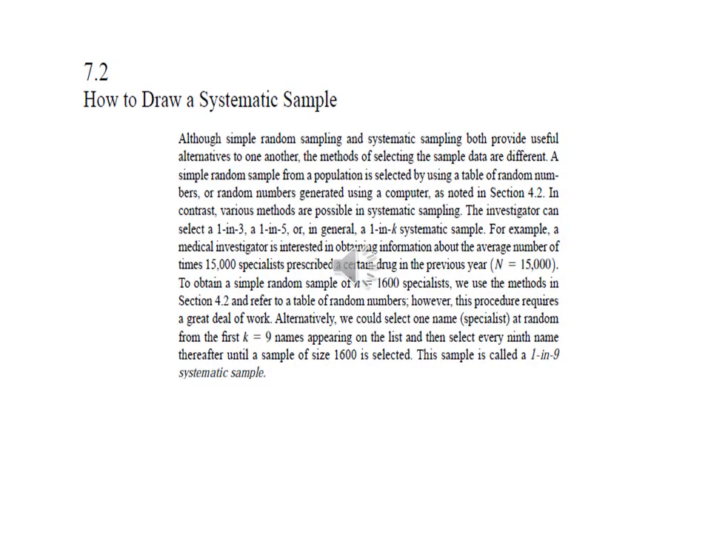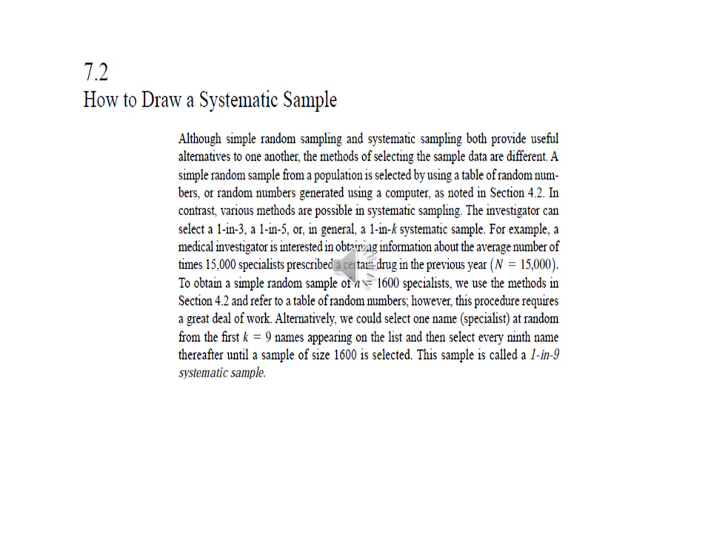Now you can go to section 7.2, how to draw a systematic sample. What is the process to select the units in systematic sampling? Give me your attention. Although simple random sampling and systematic sampling both provide useful alternatives to one another, the methods of selecting the sample data are different.